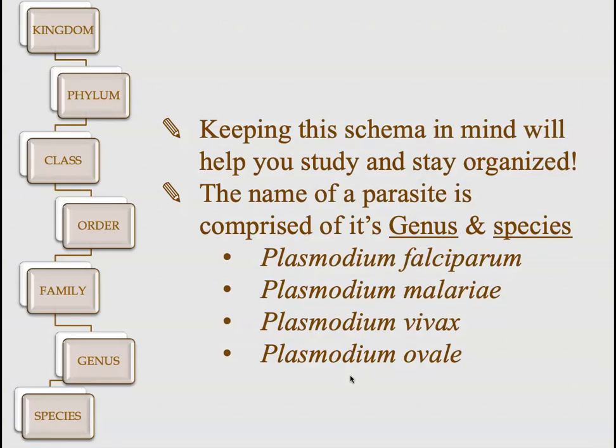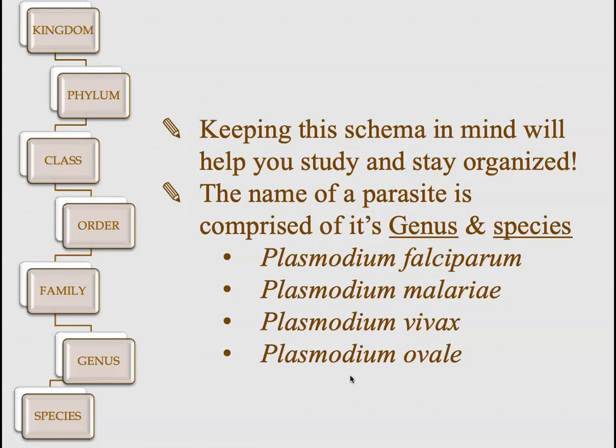I've got your nice little schematic that you memorized back in grade school. Here's a reminder of it. Kingdom, phylum, class, order, family, genus, species. Keeping this in mind will help you study and stay organized, I promise. Every parasite we name by its genus and species. That's how we refer to it. You will need to know how to spell every single genus and species that's mentioned. For example, I've listed 4 different species in the genus Plasmodium.